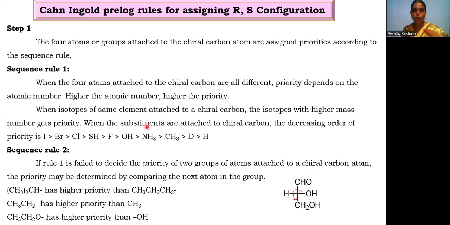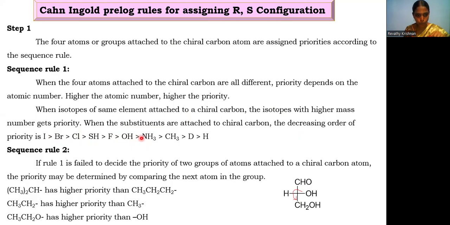Some examples are shown here in decreasing order of priority. Iodine has the highest priority among the halogens. Iodine, bromine, chlorine, then SH, then F, then OH, then NH3. All of these depend upon the atomic number.